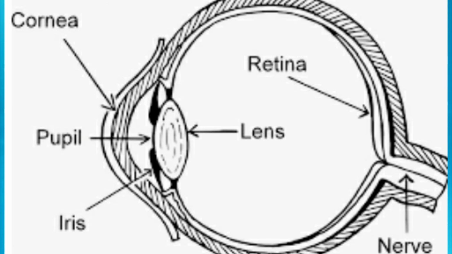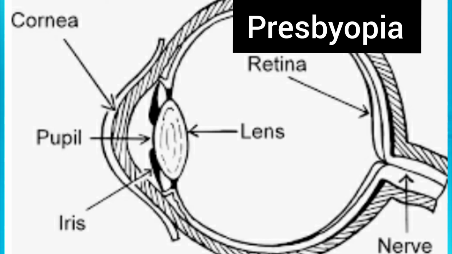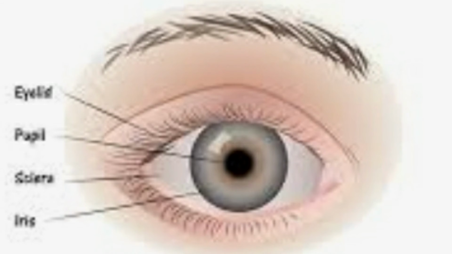Next one is presbyopia. Due to aging, the ciliary muscles become weak and the eye lens becomes rigid, that is inflexible, so the eye loses its power of accommodation. It occurs in aged persons, who cannot see nearby objects clearly. It is called old age hypermetropia.